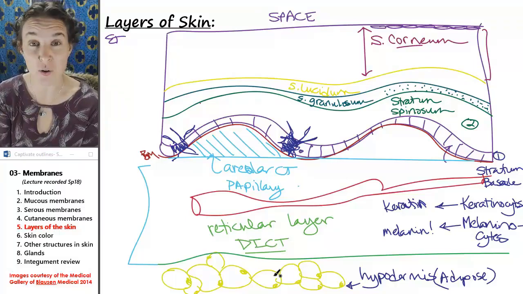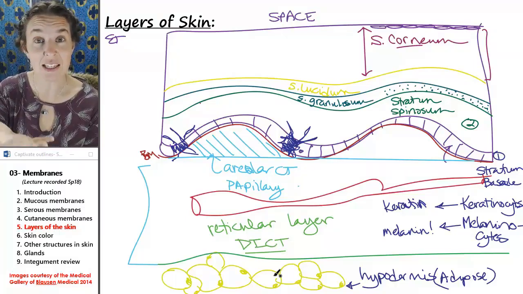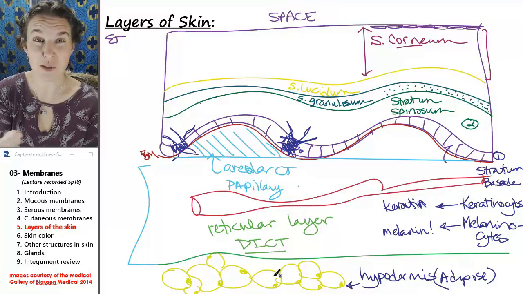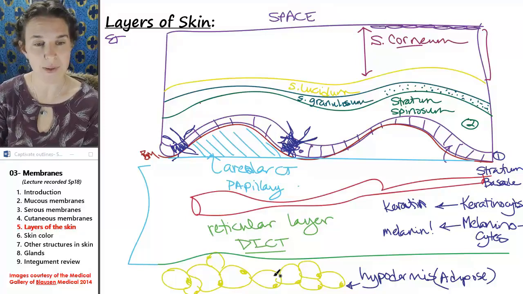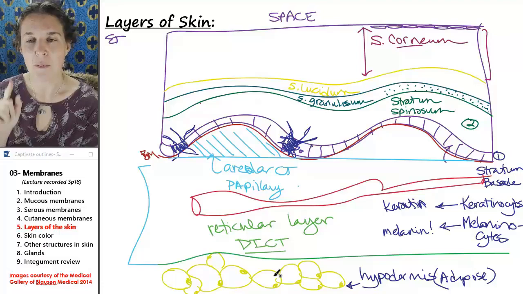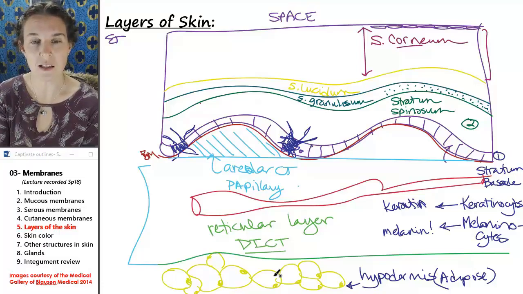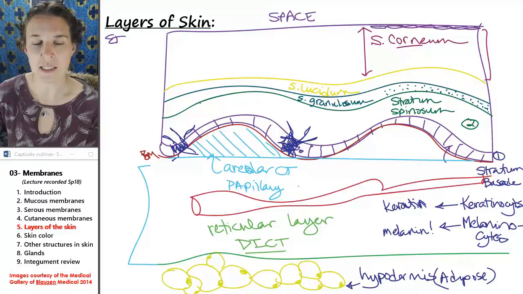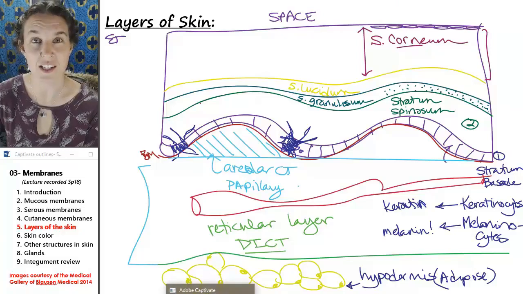We actually are going to have slides in lab where you are going to be able to identify all those layers, and it will be a piece of cake. But I want to spend just a little bit of time talking about skin color, because these melanocytes seriously are my new heroes in physiology land, so I have to just tell you a little bit about them.